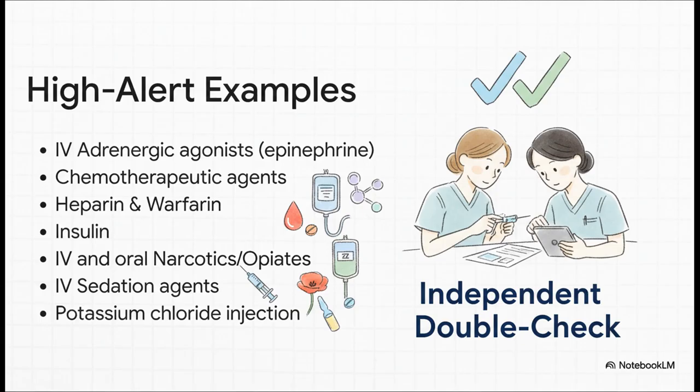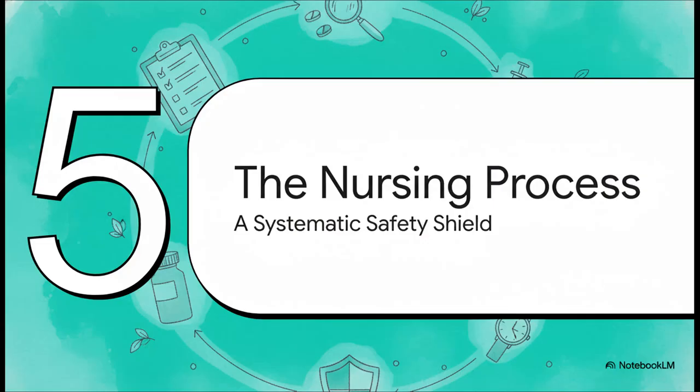Because the risk is so high, your hospital's going to have extra safety rules for them. Most often, that means getting an independent double check, where a second nurse has to come and verify your dose calculation before you can give it. It's a crucial safety. Okay, so how do we pull all of these rules and lists into our daily workflow?